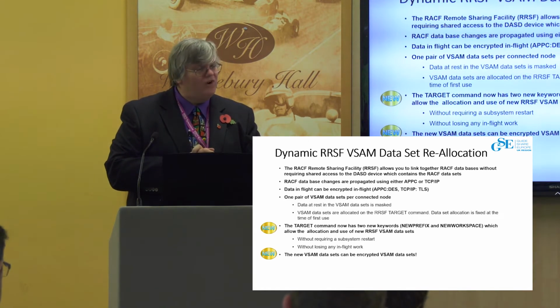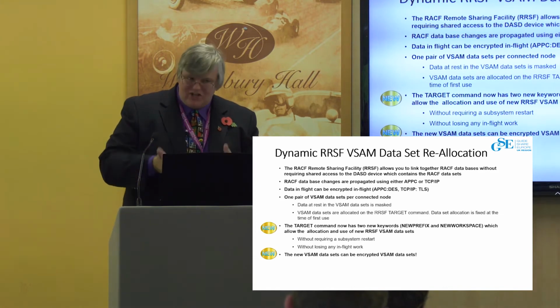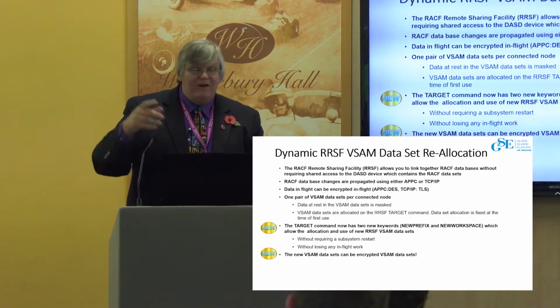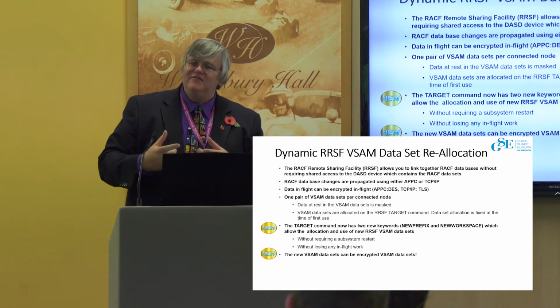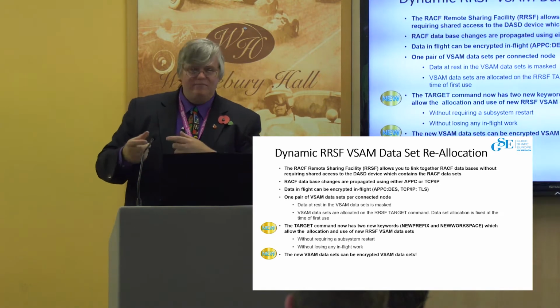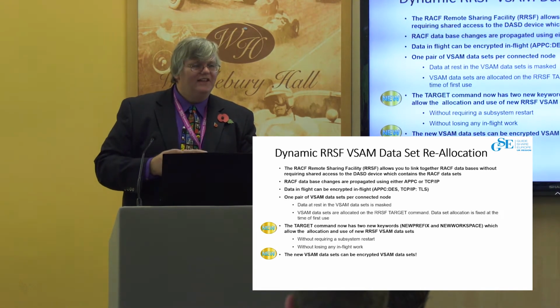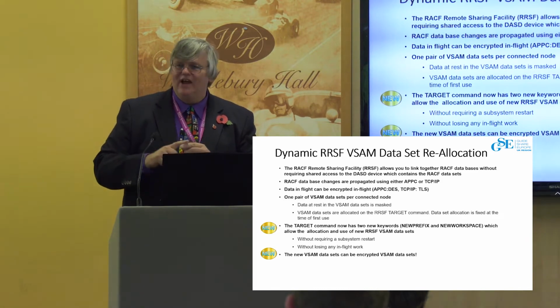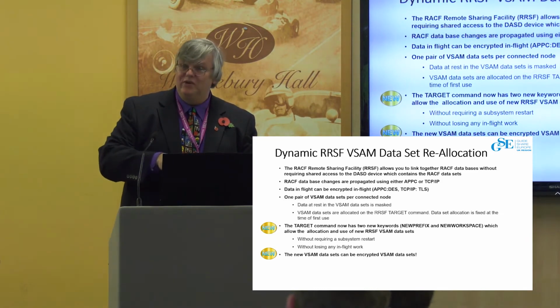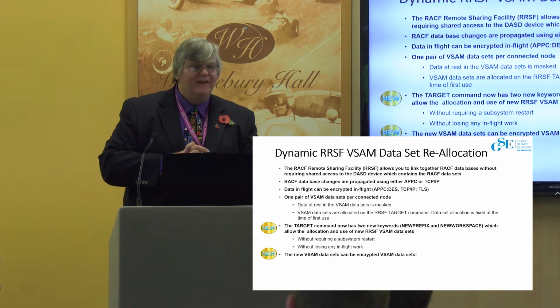Now, how does this work? It's possible that if I'm making a change at a system here in London, my New York system isn't available. So the information gets queued in a pair of VSAM datasets. There's actually a pair of VSAM datasets for every system that you're communicating with in this RSF environment.